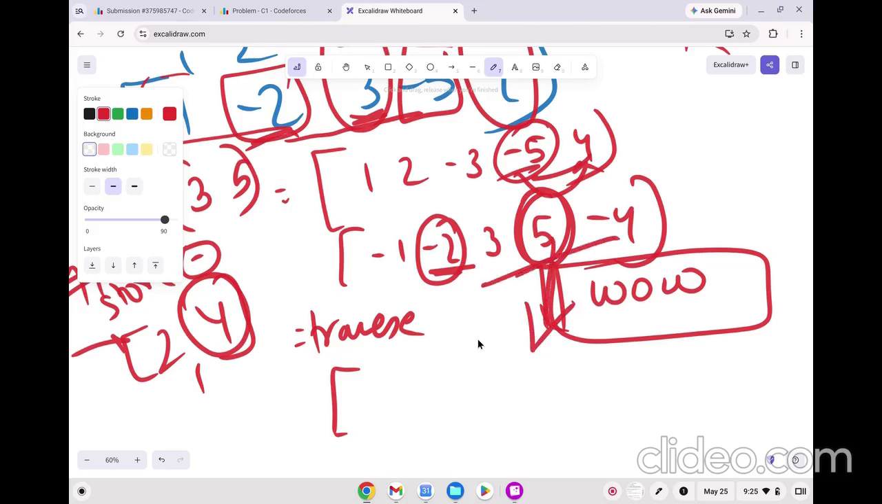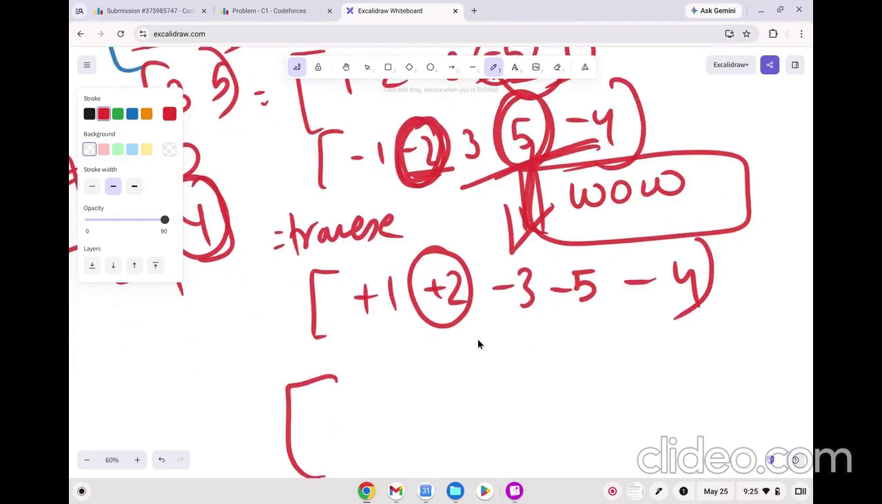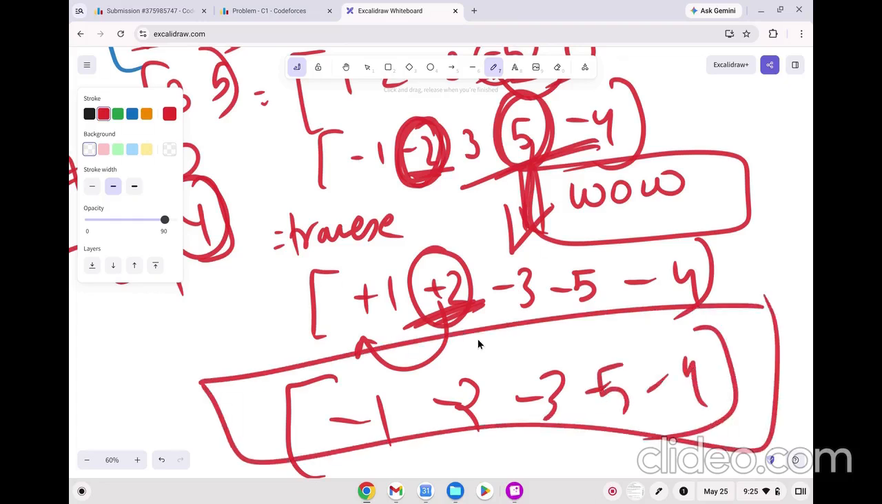So you can now convert this 5 and you will see this converts into a +1, +2, -3, -5 and -4. Now you look, this -2 has converted into a +2, right? Now what you can do, you can simply traverse on this +2 and convert all the elements to its left to a minus, right? And this is it. This is our great solution for the problem, right?